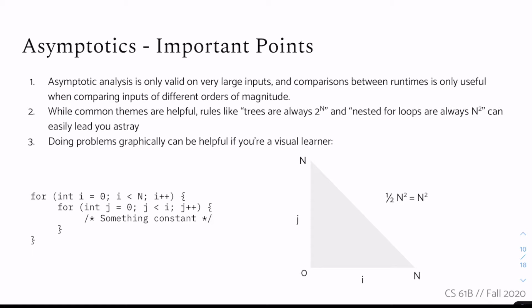And while those can be kind of helpful in guiding you, they can easily lead you astray. Because nested for loops aren't always n squared, and trees aren't always 2 to the n, and it's always on a case-by-case basis. So if you're really stuck, I guess you can start from there and see how the problem you're looking at varies from the kind of mold that you've seen before, but you're best off always basically starting from scratch. And number 3, doing problems graphically can be really helpful if you're a visual learner.